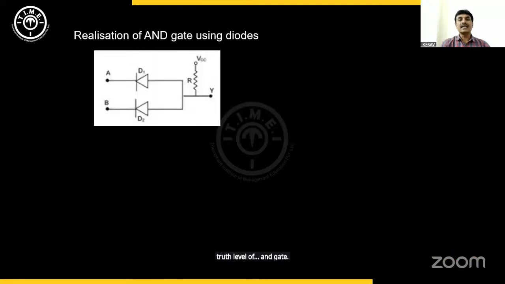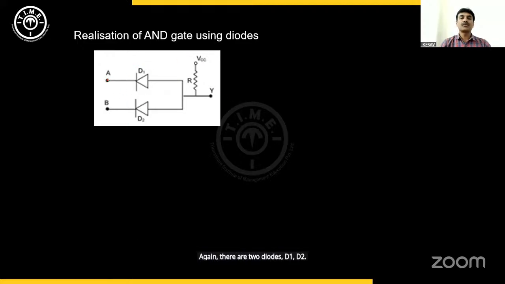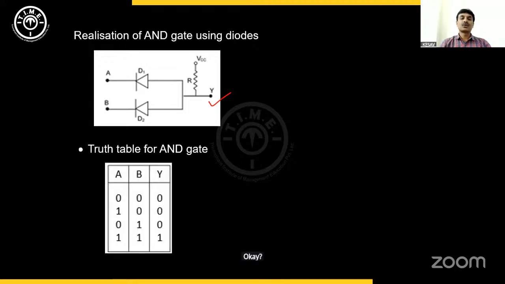Now let us see how to realize this AND gate, or how to construct an AND gate using diodes. Again, there are 2 diodes D1, D2 for 2 inputs A and B. Output will be taken across this load. And the truth table: when both A and B are high, the output is high. For all other combinations, it remains 0.